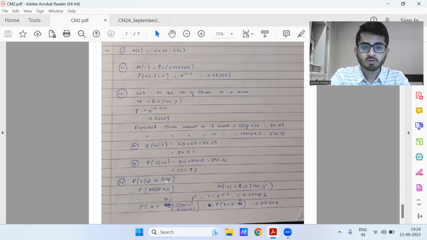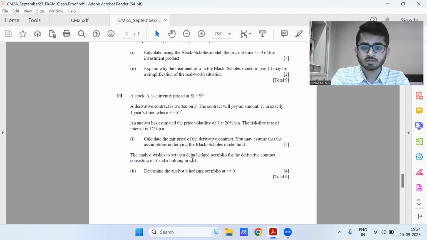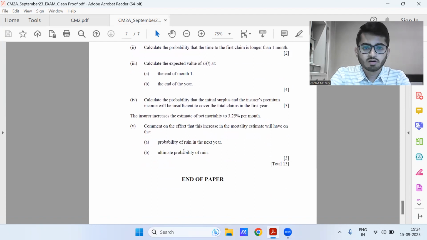In part 4, you need to apply continuity correction as well. And you see the final answer I'm getting is about 0.00079. And the final part of it was how changing this mortality affects things. So the probability of ruin in the next year will increase because of the increased mortality rate. So claims will tend to come a bit faster.